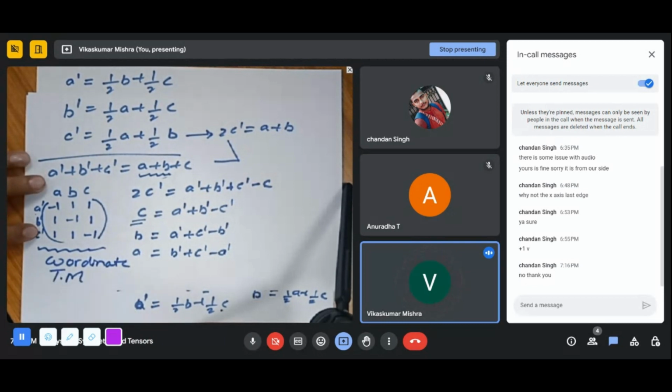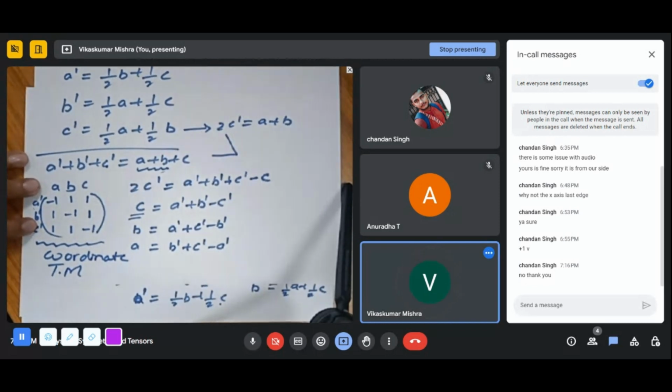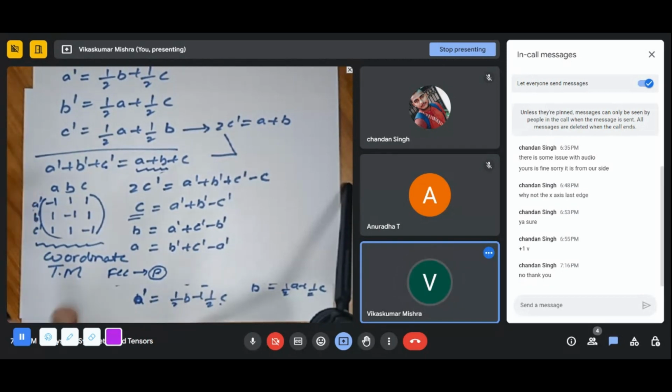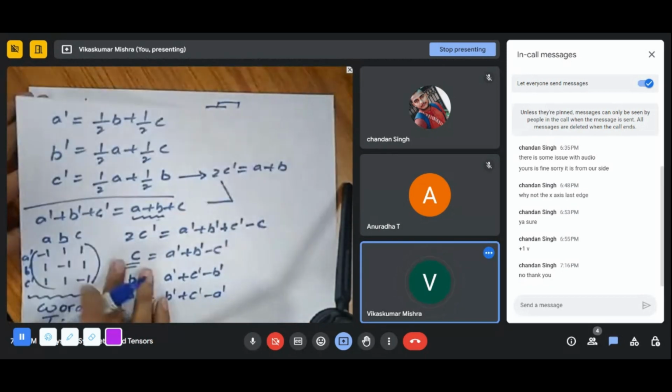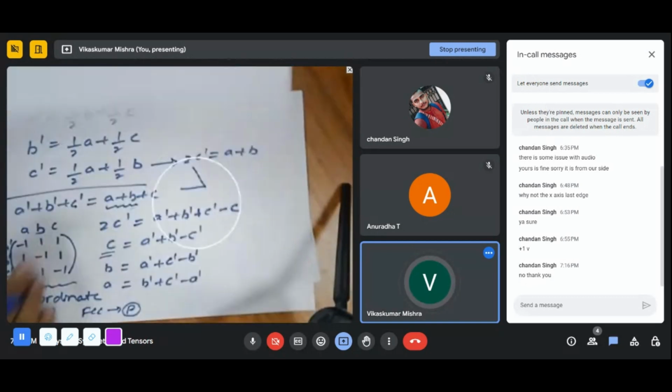Right? Now what this coordinate transformation matrix is doing is converting the conventional FCC unit cell to the primitive FCC unit cell. The conventional cell, which was not primitive and consisted of 4 lattice points, is converted to the primitive. Okay, so now the first part of our question number 7 is over.